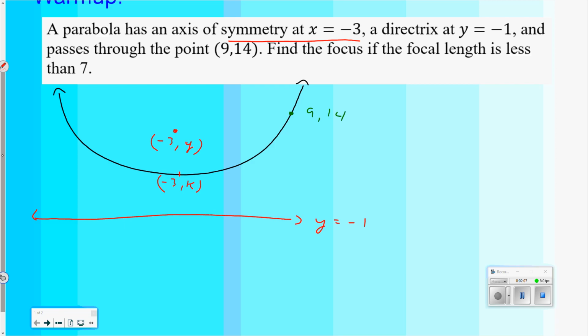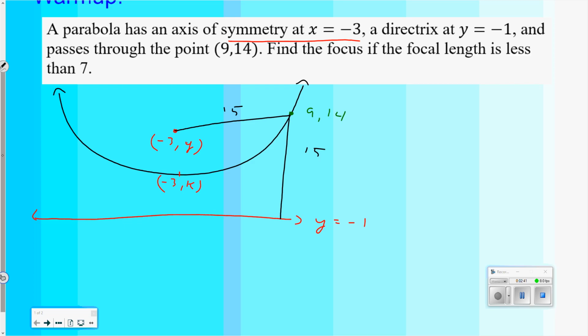All right, and remember, by definition of parabolas, every single point on the graph is equally as far from the directrix as it is from the focus. So this line right here, from that point (9, 14) to the directrix is 15. And this line right there should also be 15. That is by definition of what parabolas are. Every point on the graph is equally as far from the directrix as it is from the focus. Are you okay with that?